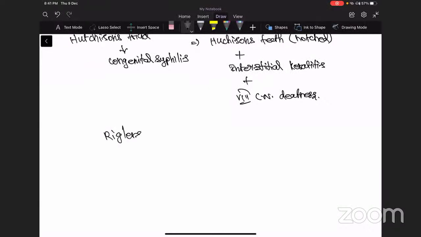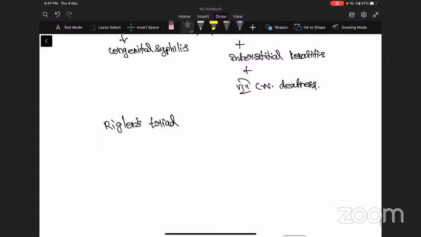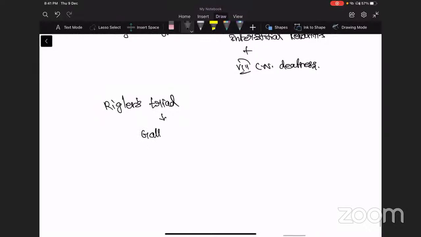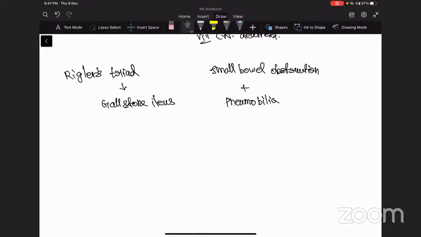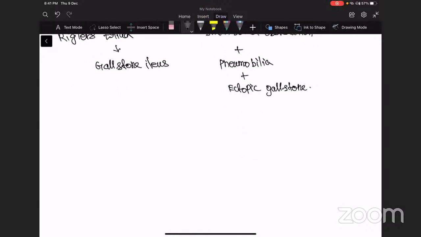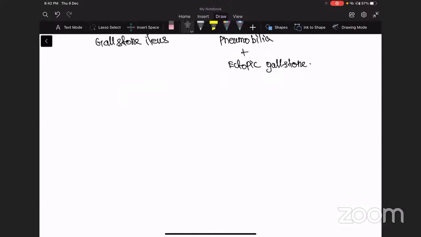Rigler's triad, they have asked this triad in exam. Rigler's triad is seen in gallstone ileus, and the components are small bowel obstruction, pneumobilia or a gas in gallbladder, and an ectopic gallstone that has moved away from the gallbladder, penetrating through it.